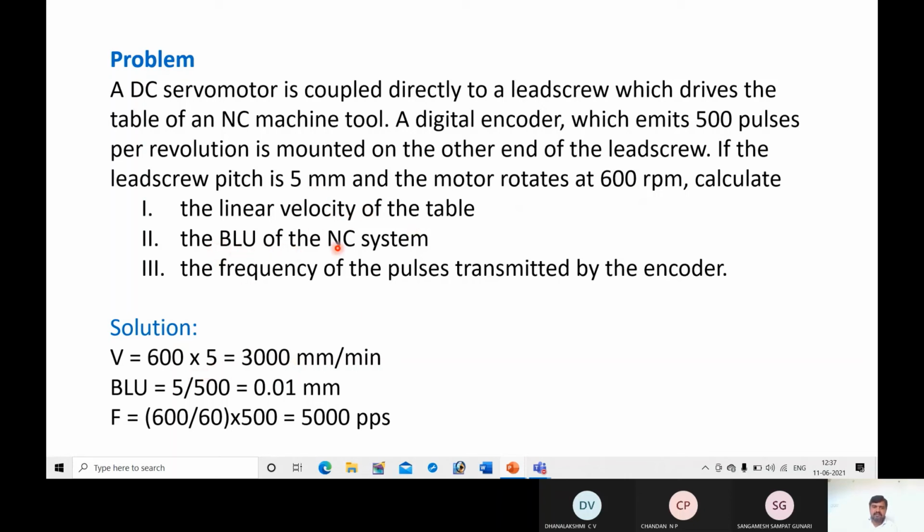Next, the basic length unit of the system. For one revolution, there will be 5 mm linear movement. In order to achieve this one revolution, the input you are giving is 500 pulses. For 500 pulses, you are getting 5 mm linear movement. Now what you should find is, for one pulse, what is the linear movement? That is 5 divided by 500, which is 0.01 mm. Like the last one I told you, you have to find it out.